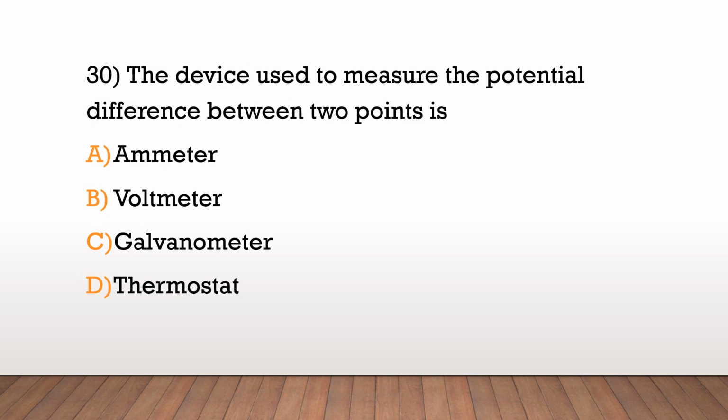The last question in this video is the device used to measure the potential difference between 2 points is A. Ammeter, B. Voltmeter, C. Galvanometer, or D. Thermostat. The answer is B. Voltmeter.